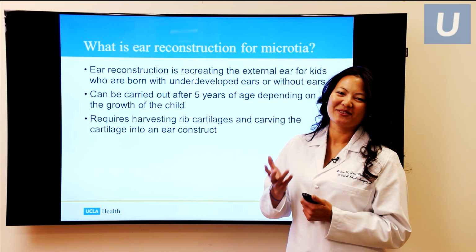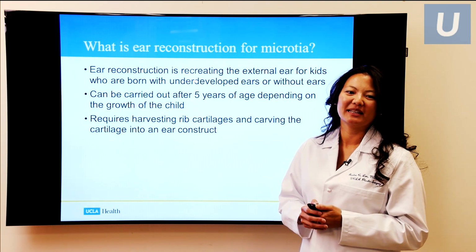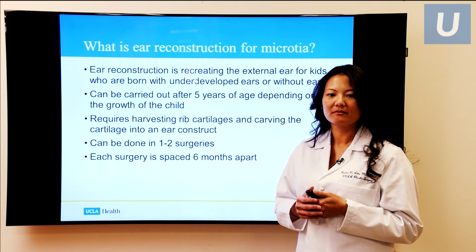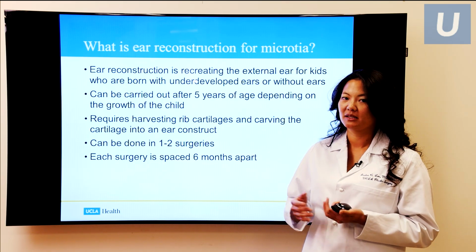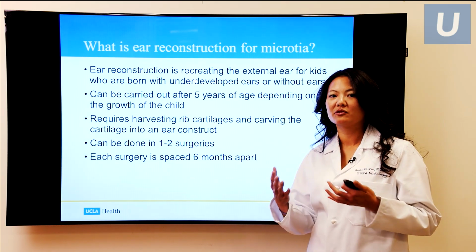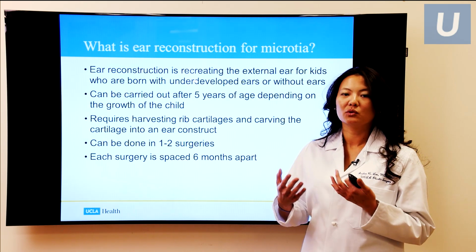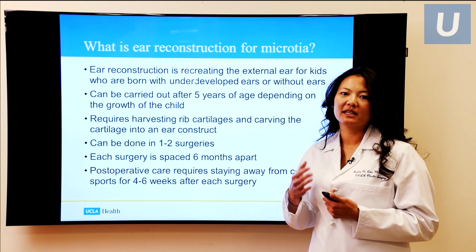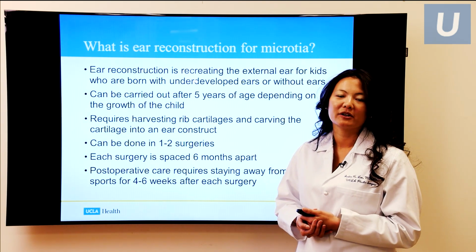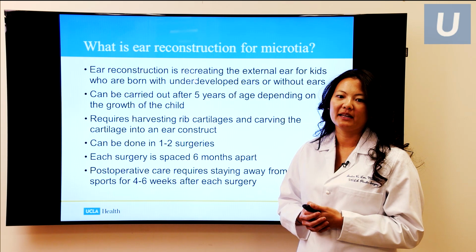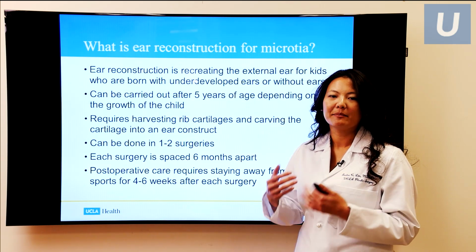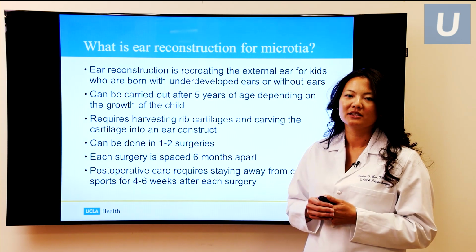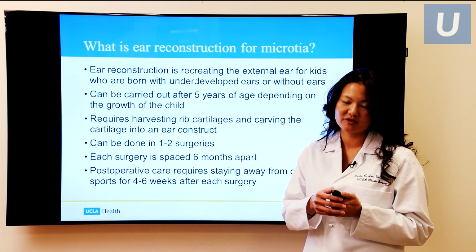It requires harvesting rib cartilage and carving the cartilage into an ear construct. And it's usually done in 1 to 2 major surgeries. Each surgery is spaced at least 6 months apart. So most parents will try to time this with school schedules or sports schedules. That's really important because we need the kids to stay away from school for about 4 to 6 weeks after each surgery. And this type of procedure has been done in kids as well as teenagers as well as adults. So it's never too late to have microtia surgery.